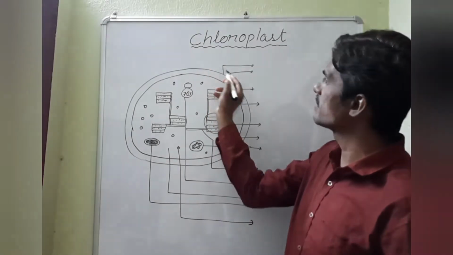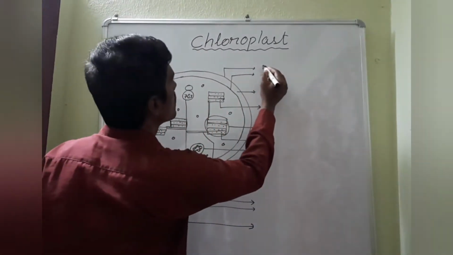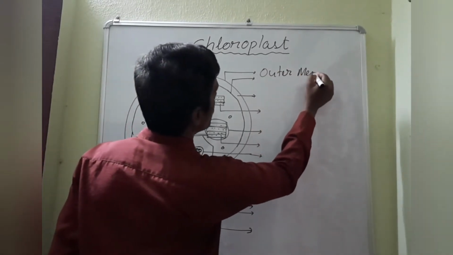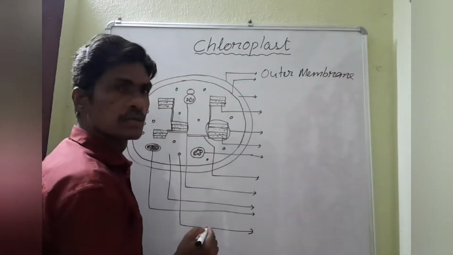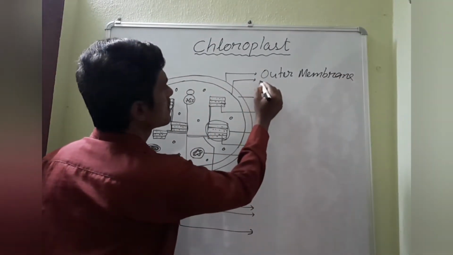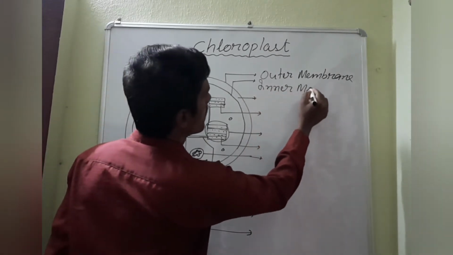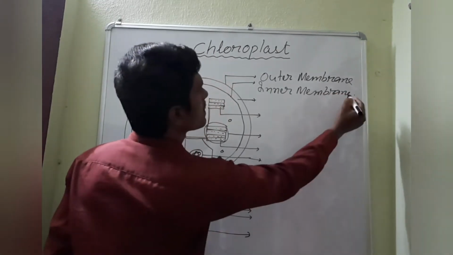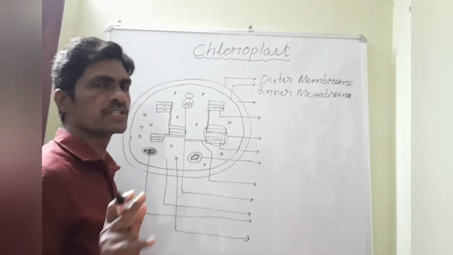So what is the first membrane? It is called the outer membrane. So I am writing here that this is called the outer membrane of chloroplast, and below this is called the inner membrane of chloroplast.